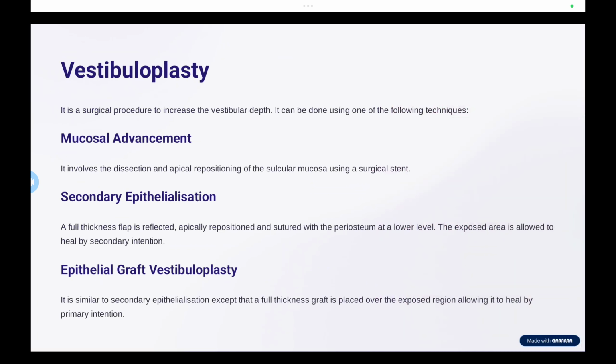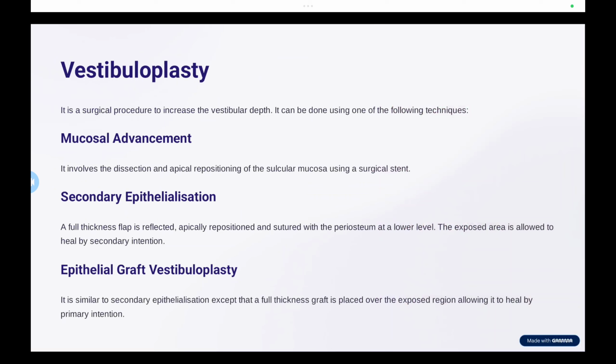Now, vestibuloplasty. It is the surgical procedure to increase the vestibular depth. It can be done using one of the following techniques: mucosal advancement, which involves the dissection and apical repositioning of the circular mucosa using a surgical stent. Secondary epithelialization. A full thickness flap is reflected, apically repositioned, and sutured to the periosteum at a lower level. The exposed area is allowed to heal by secondary intention.